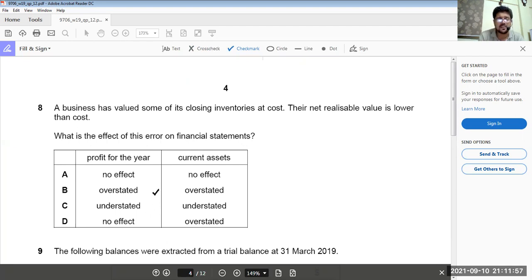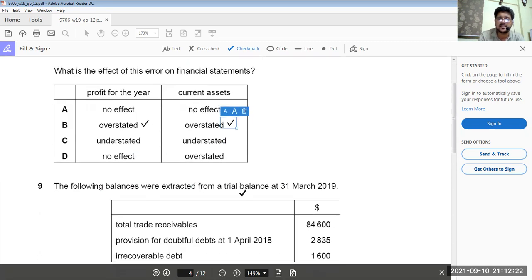Getting my point? Sorry, your profit is going to be overstated, because you have to decrease closing inventory. So if you don't decrease your closing inventory, your profit is going to be overstated. Your current assets are also going to be overstated.